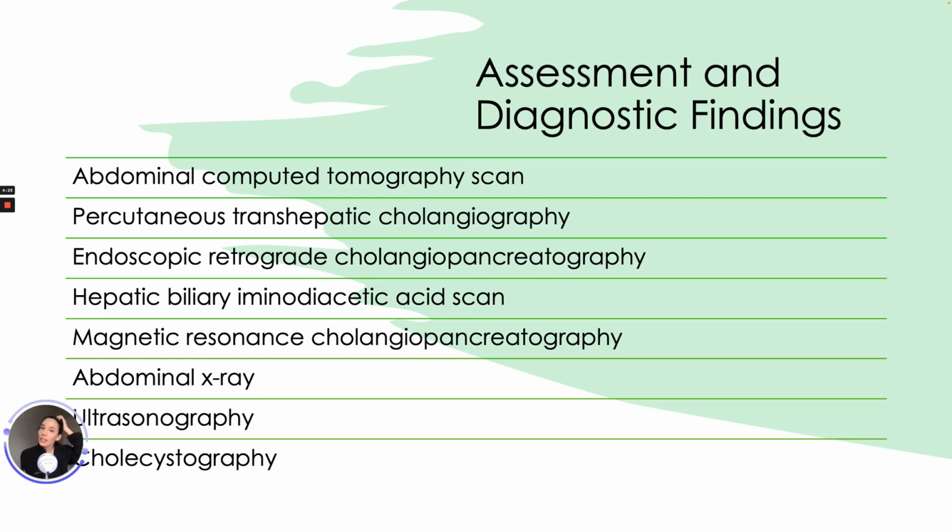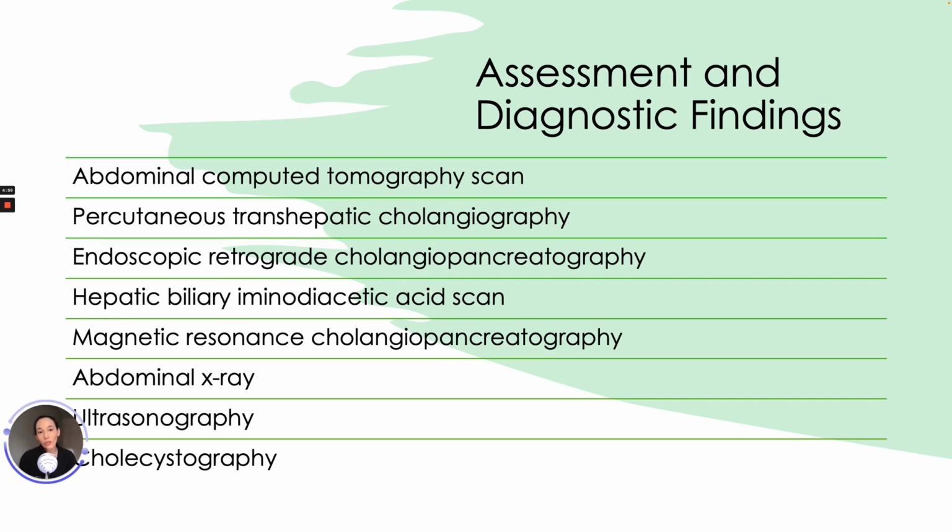So assessment and diagnostic findings. We can do an abdominal CT scan, which may detect stones in the gallbladder. We can do what we talked about in the last slide, the percutaneous transhepatic cholangiography. It's done under fluoroscopic control and distinguishes between gallbladder and bile duct disease and cancer of the pancreas in patients with jaundice.